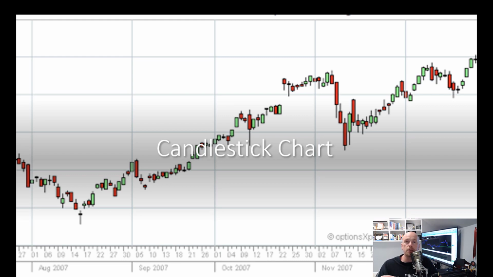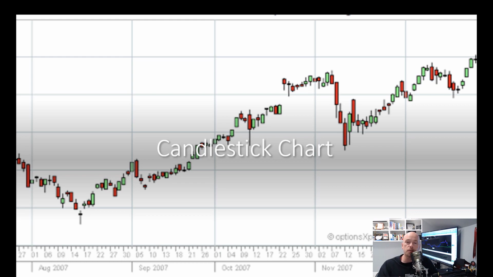Now, candlestick charts have been used for hundreds, if not thousands of years, and originally were started with Japanese rice traders. And so these are oftentimes called Japanese candlestick charts, and there are many different shapes and price patterns built into these candlesticks. So we're actually going to go through a separate lesson on how to read candlesticks.